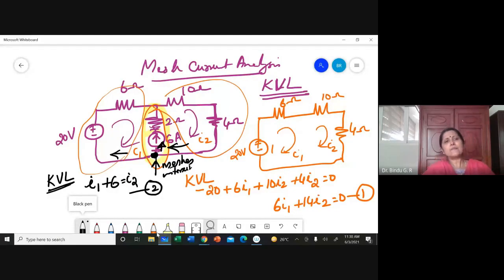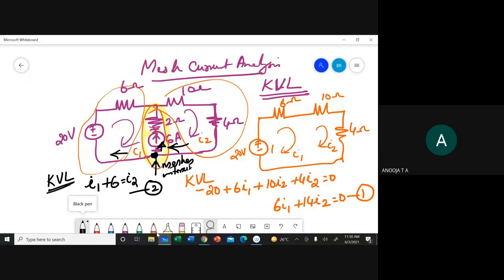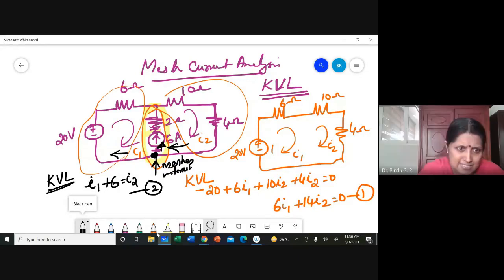Hope this is clear. Someone should answer me. Anuja? Yes, ma'am. Do you understand, Anuja? Did you understand how equation number 2 was written? Yes ma'am, that is KCL. Correct, Anuja, you are correct. KCL, yes. I1 going out of the node, I2 is coming in, 6 ampere is going out. So this is equation number 2.